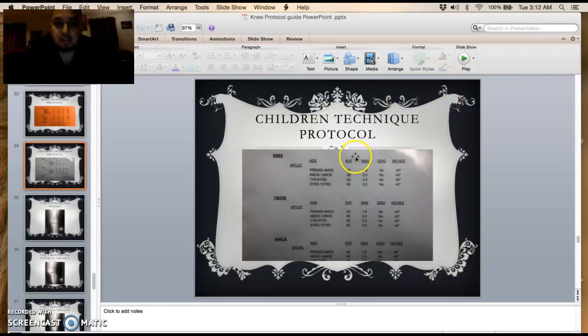And for children, the technique is going to be much different because children are smaller, and if they're smaller, that means less is required. For preemies to 4 months, you do 54 at 1.6. For 4 months to 12 months, you do 56 at 2.0. For 1 year to 6 years, you do 60 at 2.5. And for 6 years to 12 years, you do 60 at 3.2.